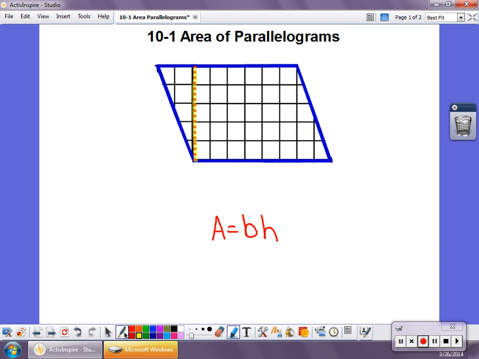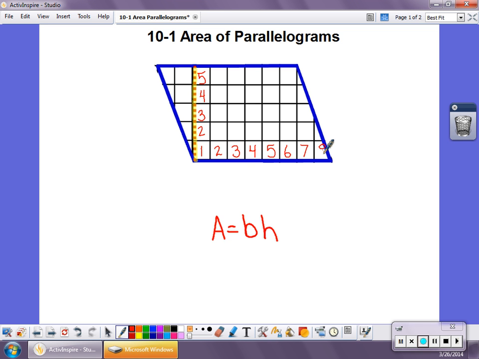So the first thing I want to do is figure out, okay, how high is this parallelogram? If I were going to count up these spaces, I can see that this parallelogram has a height of 5. Now if I want to know how wide this parallelogram is, what its base is, again, I'm going to count the squares that I have going across.